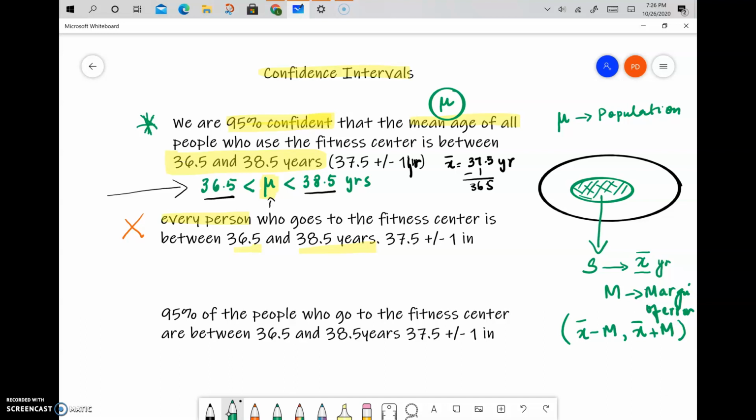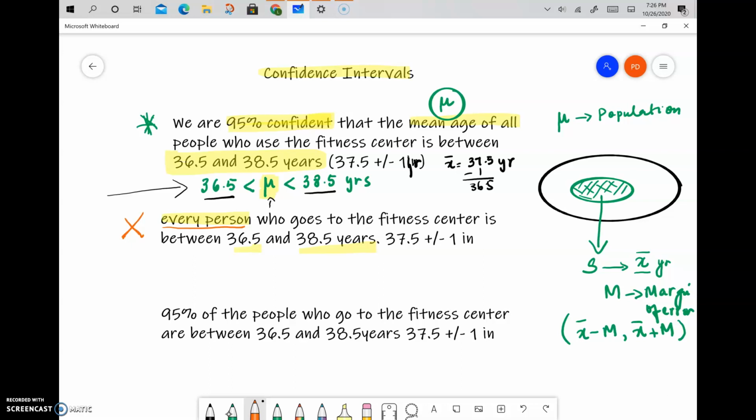Do you see how wrong it would be to say that every person who visits there is going to be between the ages of 36.5 and 38.5 years? That would be completely incorrect. That's a wrong interpretation of the statement. The statement only guarantees, with some level of confidence, that mu, the population average, lies between the two numbers, not the actual age of the people. So that's the reason why the second statement is incorrect.